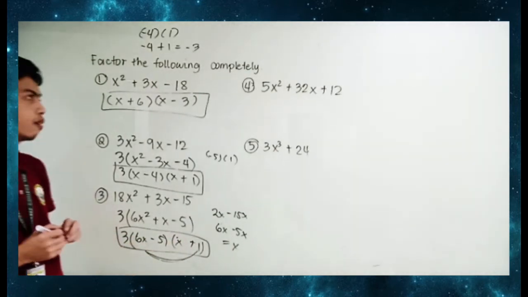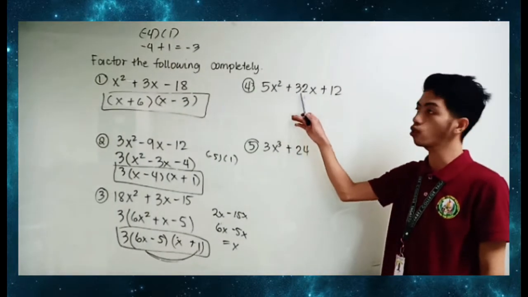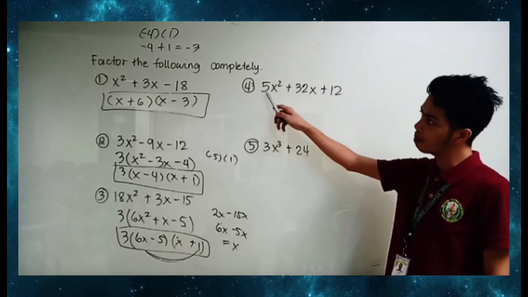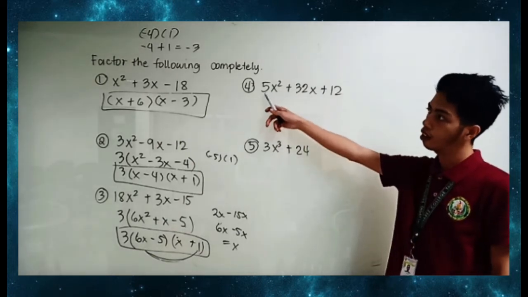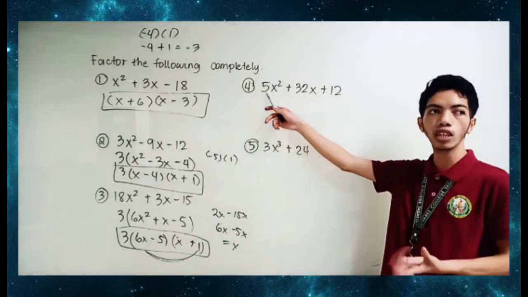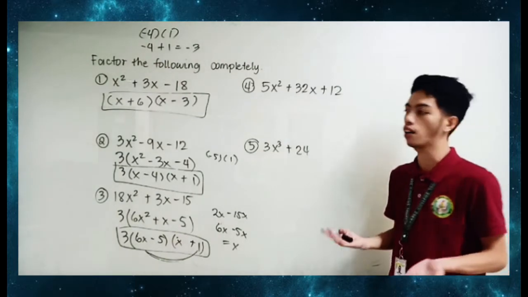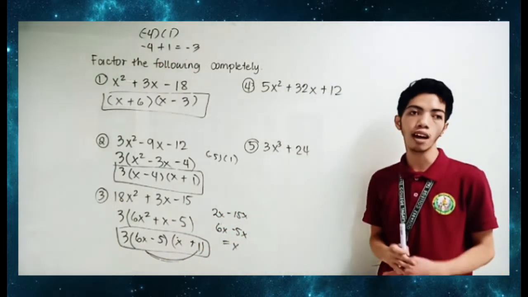How about number 4? In number 4, we have 5x squared plus 32x plus 12. Ngayon, isipin mo, wala naman siyang common factor. Kasi, si 5, kapag nagkaroon ka ng multiples dyan, walang papatak na 32 at walang papatak na 12. So, wala silang common factor. Hindi siya katulad nito. Okay? So, dito, diretso na tayo sa factoring.